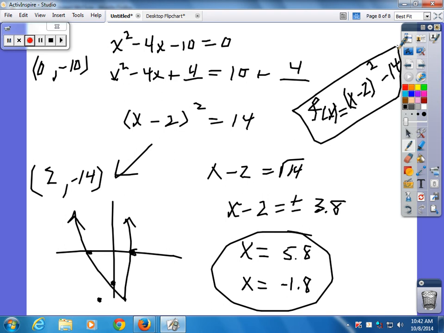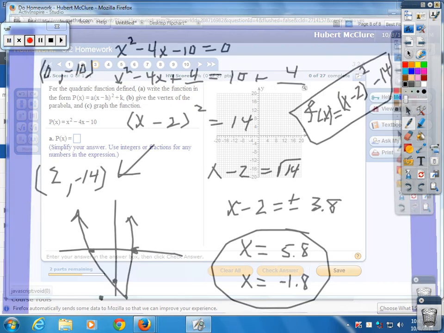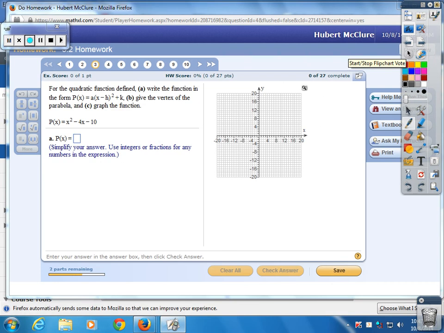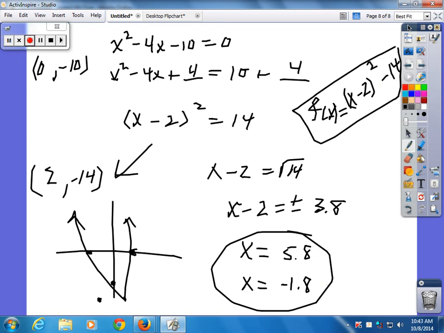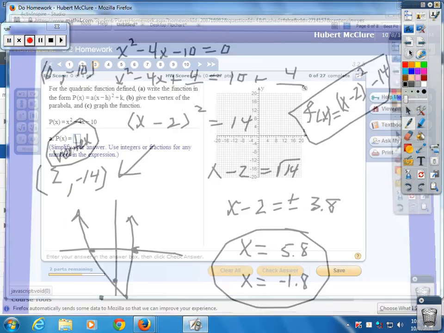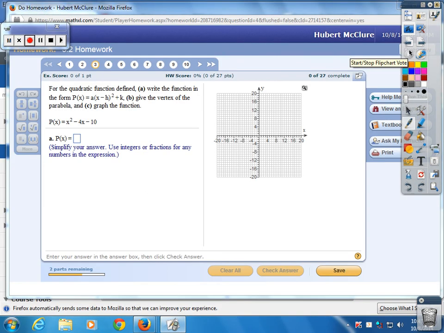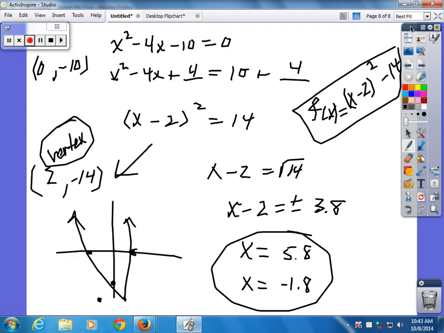What else does it ask for? Forget the vertex. Where is the vertex? Right here. And what's that, (0, negative 10)? Y-intercept. What else does it ask for? Graph the equation. Did we do that? Right there.